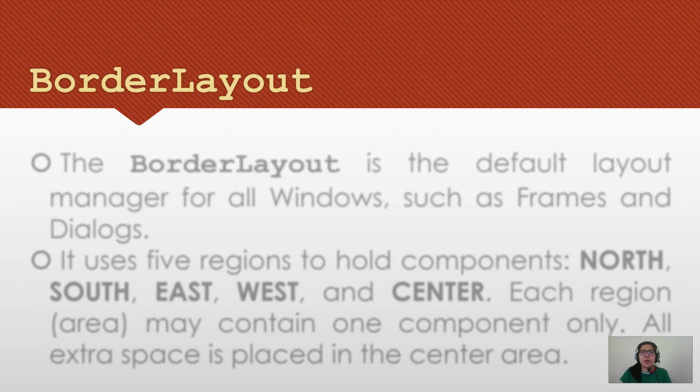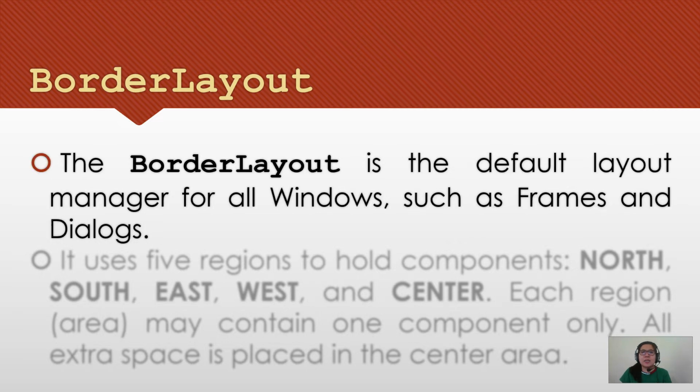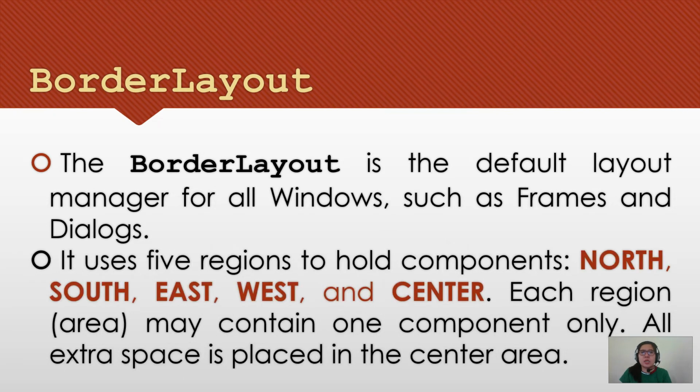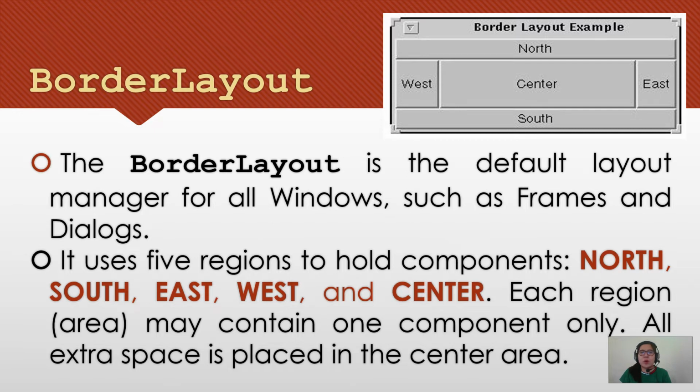Let's proceed with BorderLayout. BorderLayout is the default layout manager for all windows such as frames and dialogs. It uses 5 regions to hold components: north, south, east, west, and center. Each region or area may contain one component only. All extra space is placed in the center area. So we have this one.